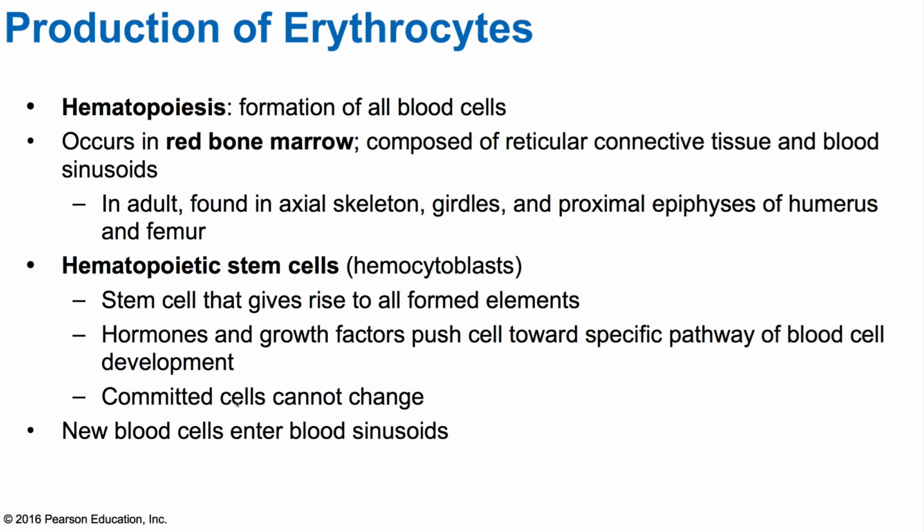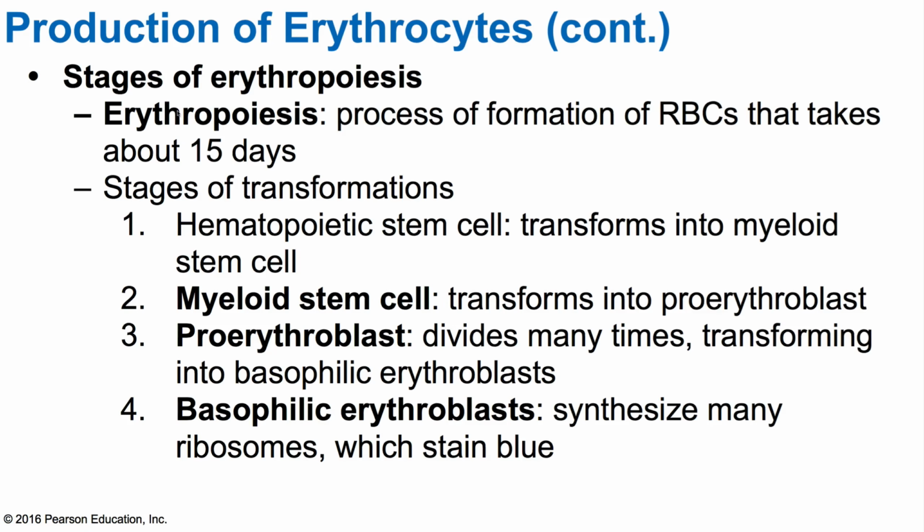So what happens is that these receptors that start to appear on the surface of that membrane are going to be sensitive to hormones and growth factors. And these hormones and growth factors end up driving or steering that cell to the specific pathway for development. In the previous slide, we looked at the term hematopoiesis, and now we're looking at erythropoiesis. So erythropoiesis is going to be the formation of red blood cells, or RBCs. This takes usually about 15 days.